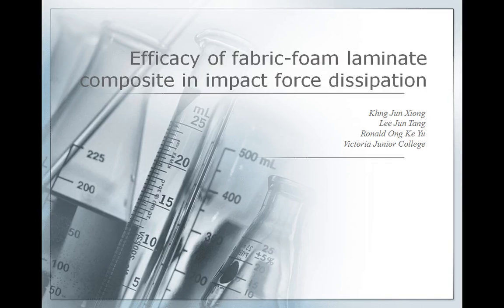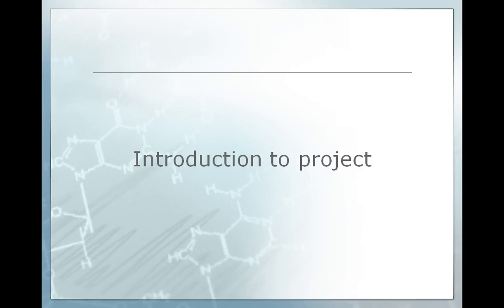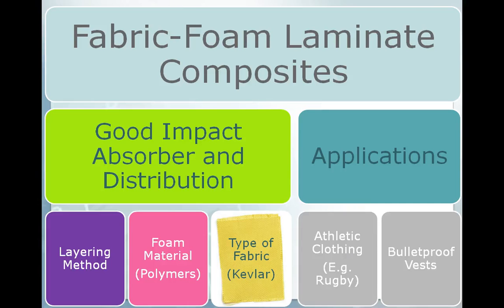This project is on the efficacy of fabric foam laminate composite in impact force dissipation. Now, I'll introduce the project to all of you. What exactly are fabric foam laminate composites? What are they used for? In modern days, fabric foam laminate composites are being utilized increasingly because they are good impact absorbers and distributors. Often, it is being used in athletic clothing for rough sports such as rugby and bulletproof vests in the army.